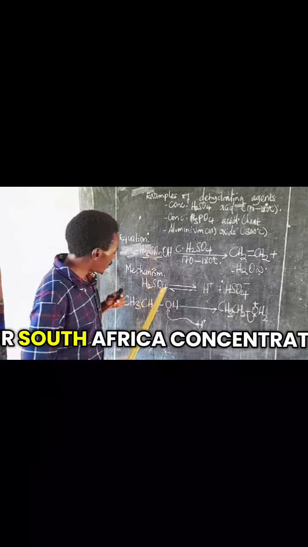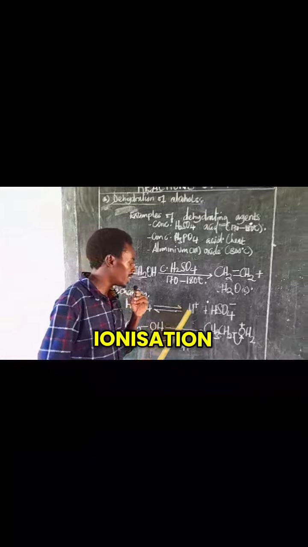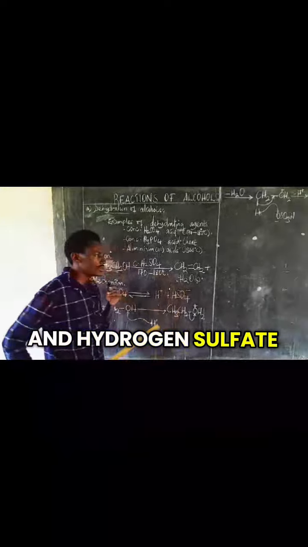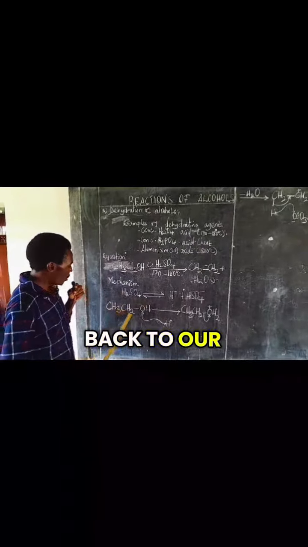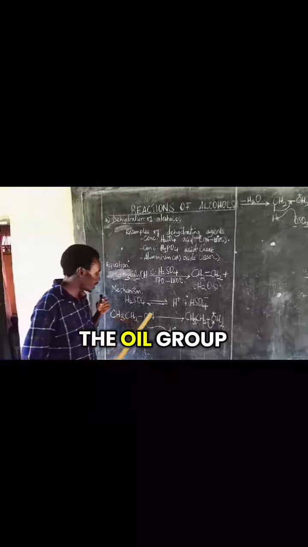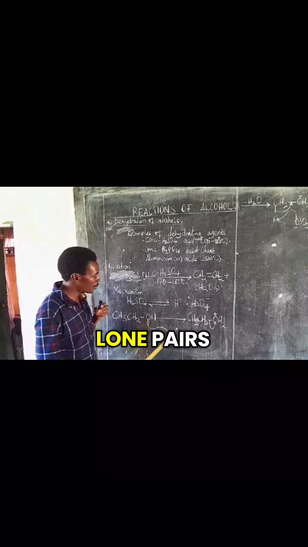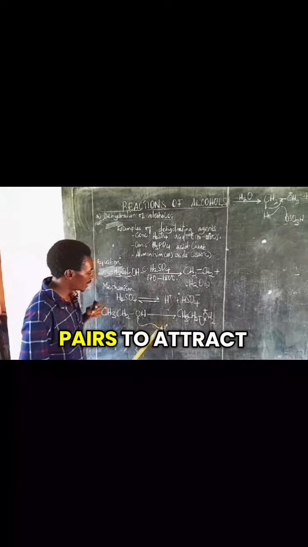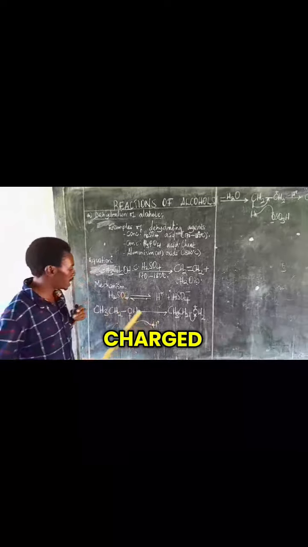If we use concentrated sulfuric acid, it undergoes partial ionization to become hydrogen ions and hydrogen sulfate ions. When we come back to our molecule of ethanol, the OH group has oxygen, and this oxygen has lone pairs, and it uses those lone pairs to attract the hydrogen ion, which is positively charged.